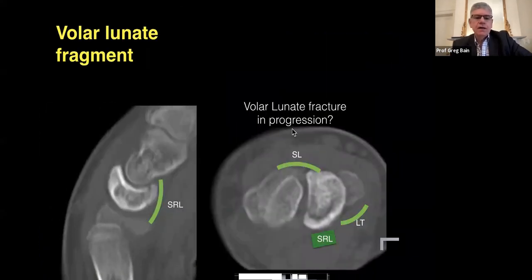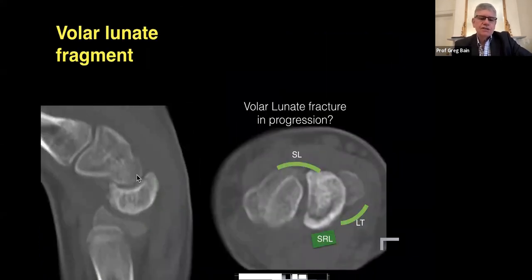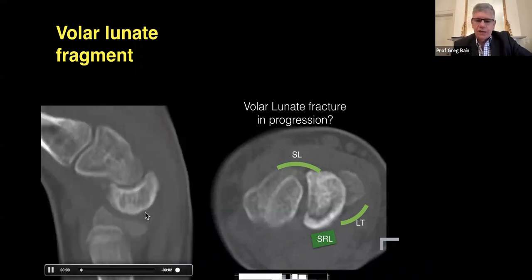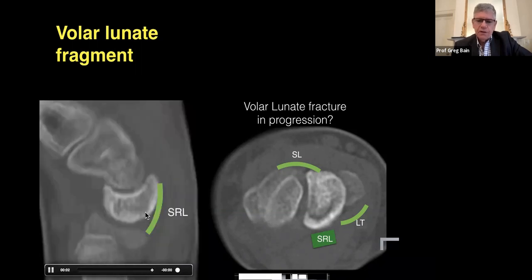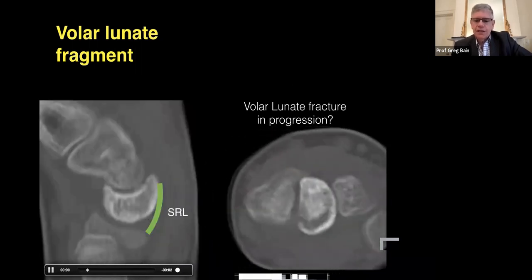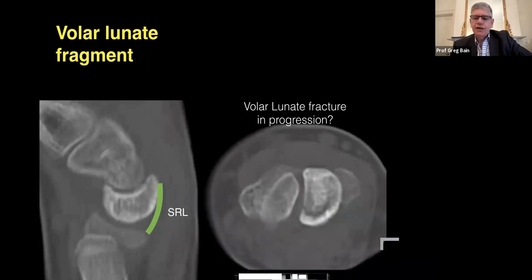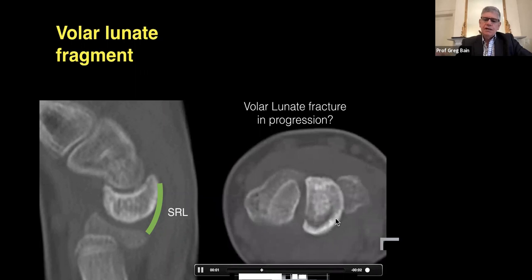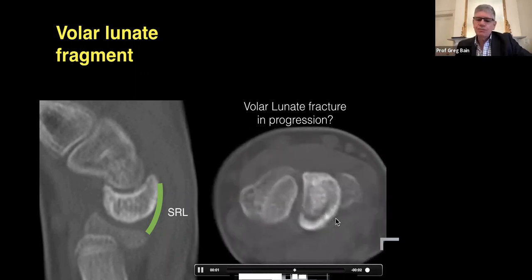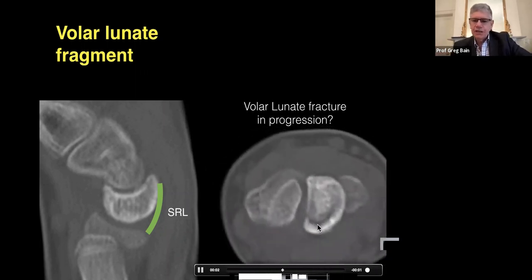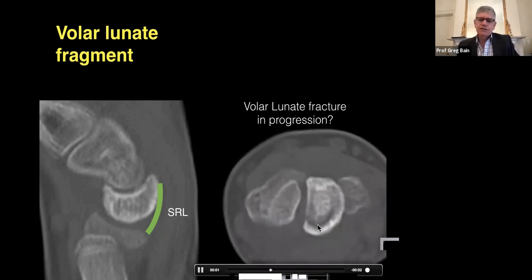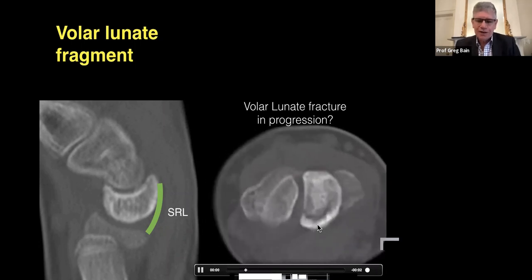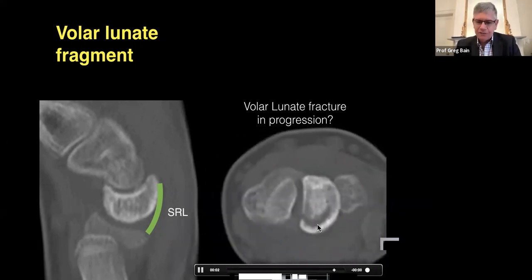So we look now at this early case, and we can see this fragment of the volar aspect of the lunate. If we now go to the same patient, and as they're going through radial ulnar deviation, you can see that this volar cortex is trying to be avulsed. It's being ripped off by the volar capsular ligaments. And so we think that this is a lunate fracture in progression. It's almost like if he moves it another 10 times, he might get the fracture.